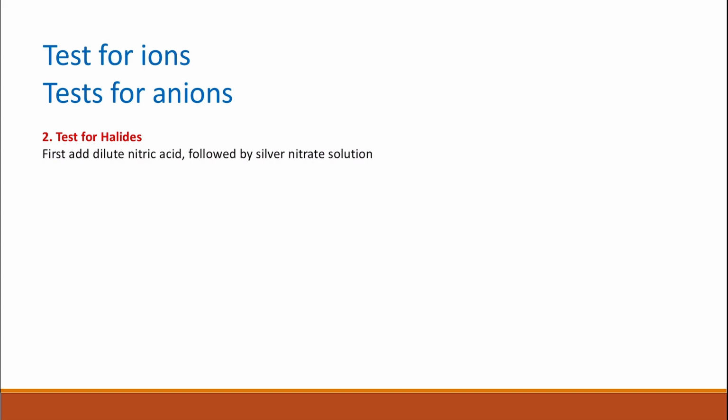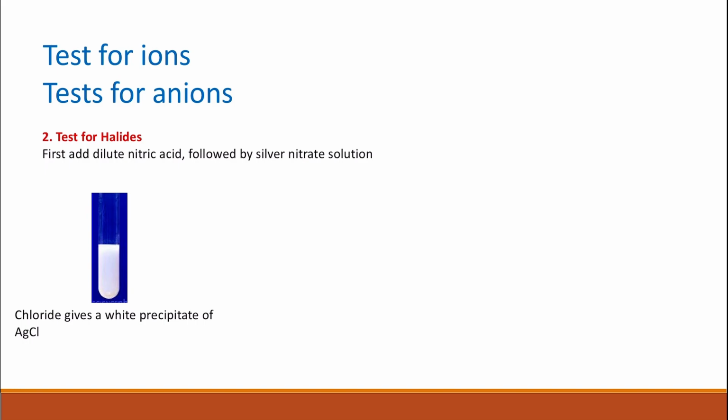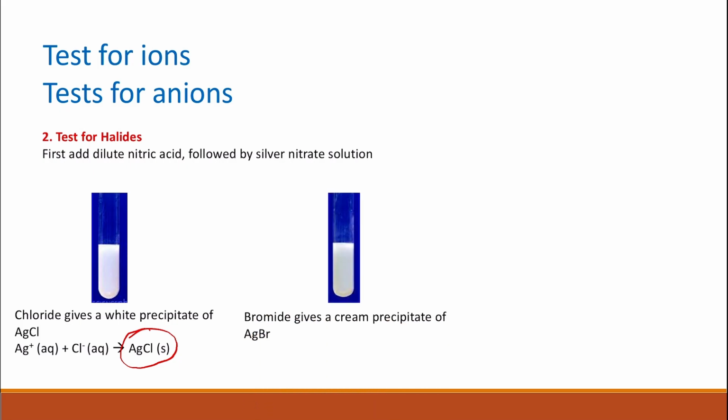In this test, we can first add dilute nitric acid to our solution, which contains the halide ion, and then we're going to add silver nitrate solution. If we have chloride in the solution, chloride will give you a white precipitate of silver chloride, and this is the ionic equation for the reaction between silver and chloride, which gives you silver chloride as a solid or as a precipitate.